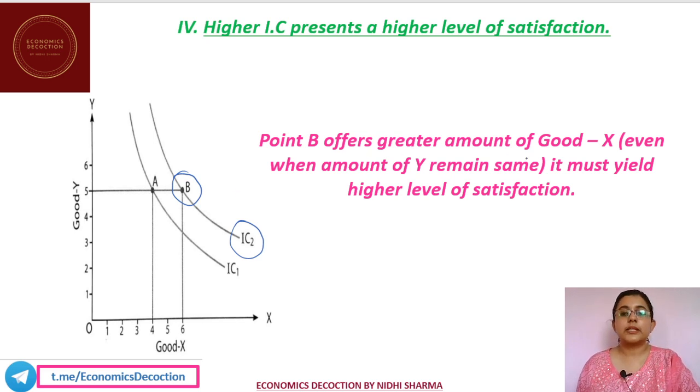So point B offers greater amount of good X even when the amount of good Y remains the same. So it must yield a higher level of satisfaction. So you can see good Y is 5 for both combination A as well as combination B. But combination B or point B gives a higher level of good X, that means 6 units of good X. So thus we can say that point B shows a higher level of satisfaction, because here we can get more of good X. Okay, 6 units of good X.